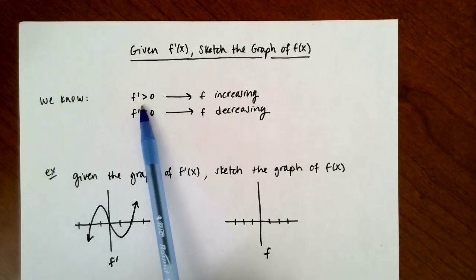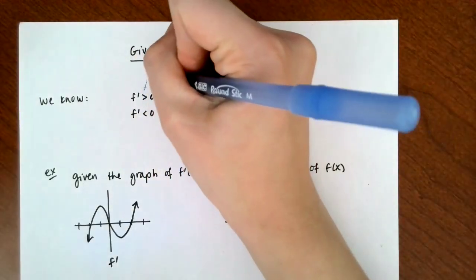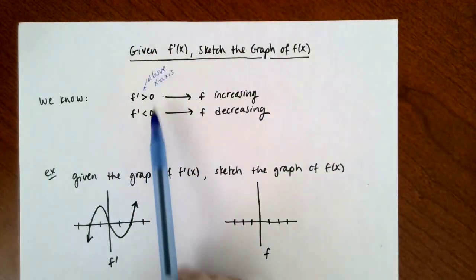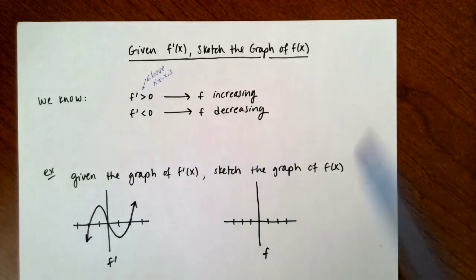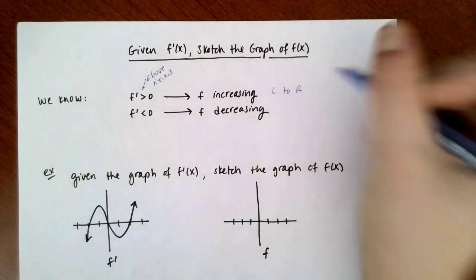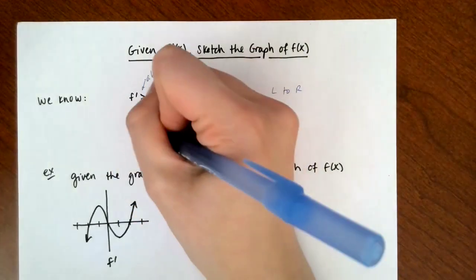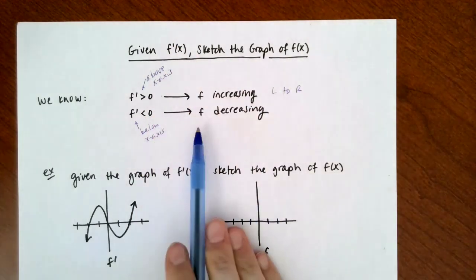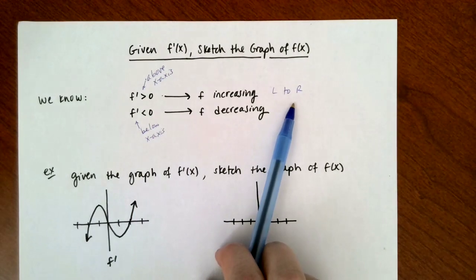So now we're going to say, anywhere the derivative is positive, meaning above the x-axis, like literally positive y value outputs, then the original function would have been increasing. Of course, we mean left to right. And anytime the derivative is negative, meaning the graph of the derivative is below the x-axis, the original function will be decreasing. And of course, we mean left to right.